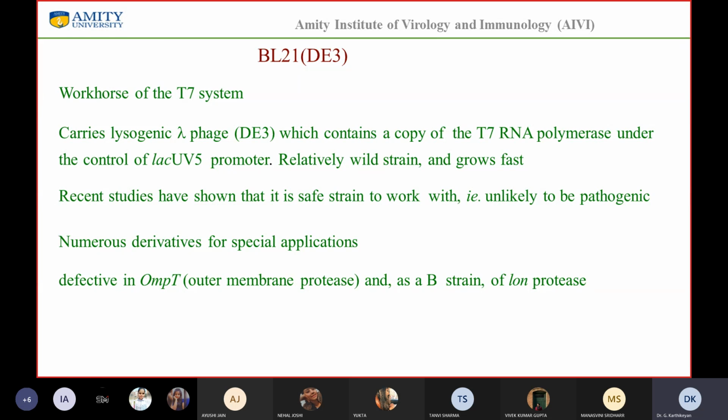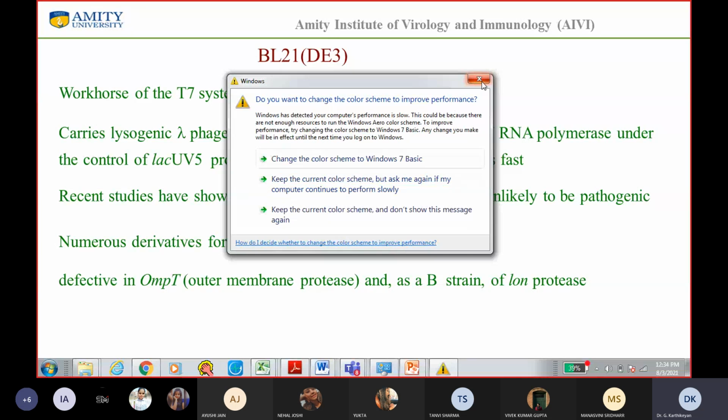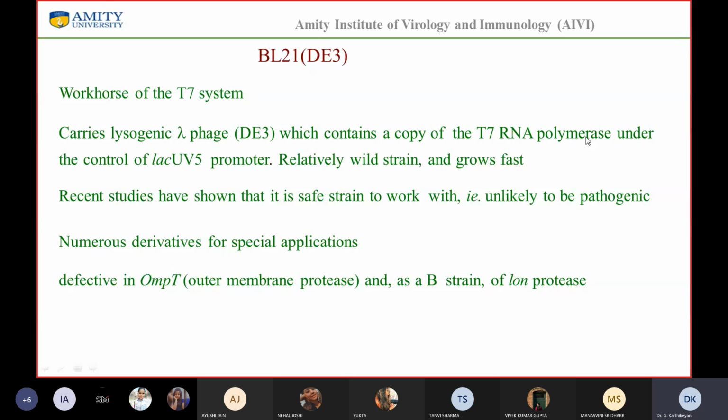It's a relatively wild strain, in the sense of what we use in the laboratory. It grows fast. There is no difference between things like DH5 alpha or any of those cloning strains versus this strain. In every aspect, it looks pretty much like those strains. And recent studies have shown that it's a safe strain to work with, in spite of the fact that it carries some foreign genes in its genome. It is unlikely to be pathogenic. And there are numerous derivatives of this strain that are available for applications.